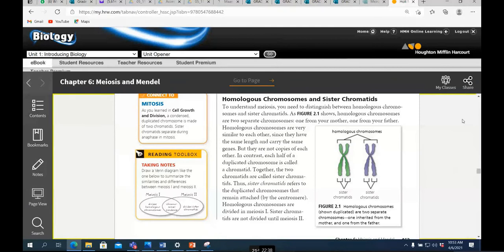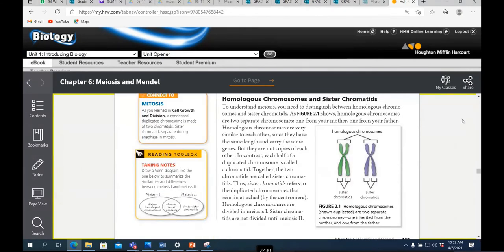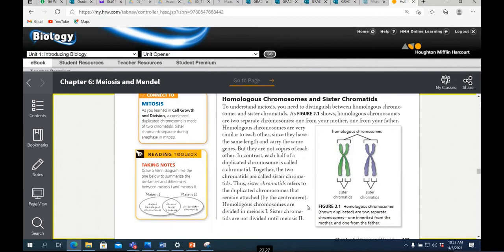As you can see in this picture, these are cells. So this process involves 2 rounds of cell division, meiosis 1 and meiosis 2. Each round of cell division has 4 phases again. Now, homologous chromosomes and sister chromatids, let's discuss them. But always keep in mind, don't get confused between the process of meiosis and mitosis when we are studying the process of meiosis in detail.